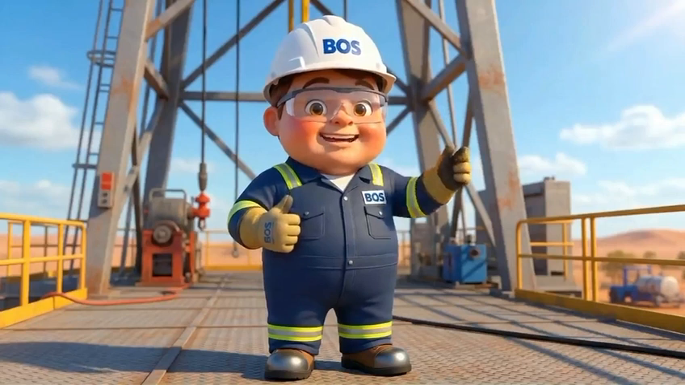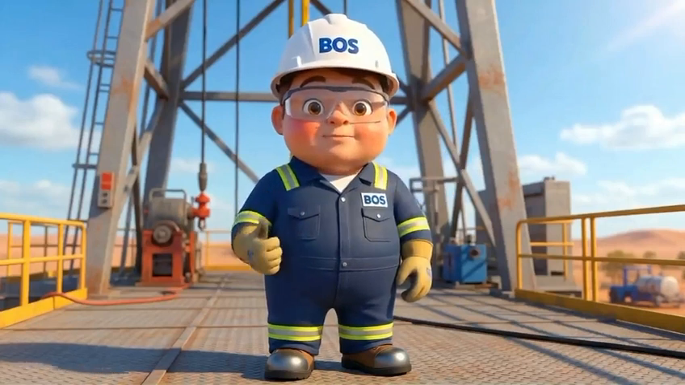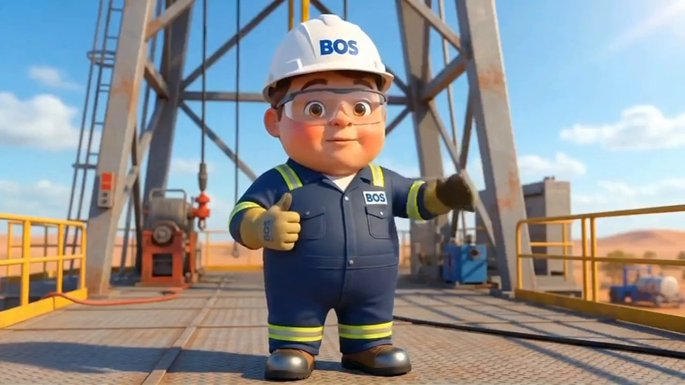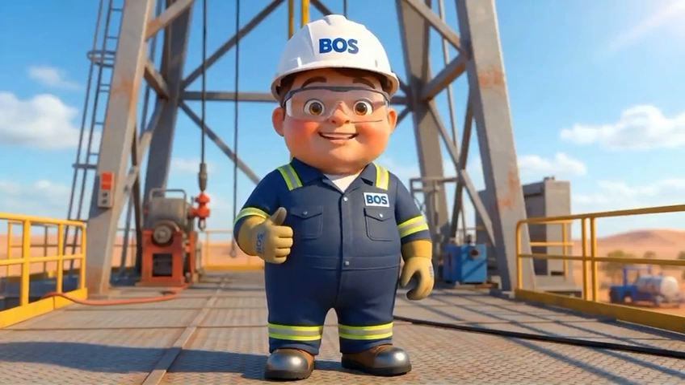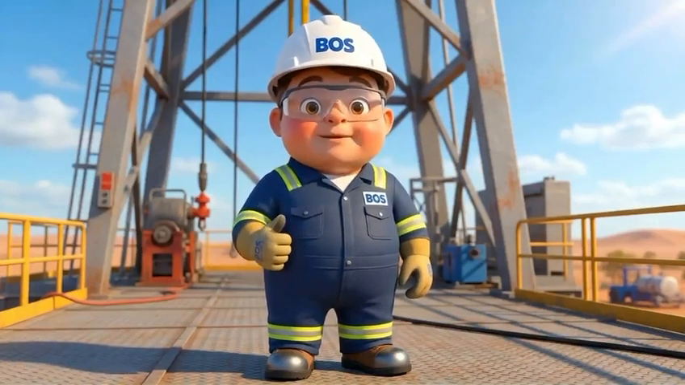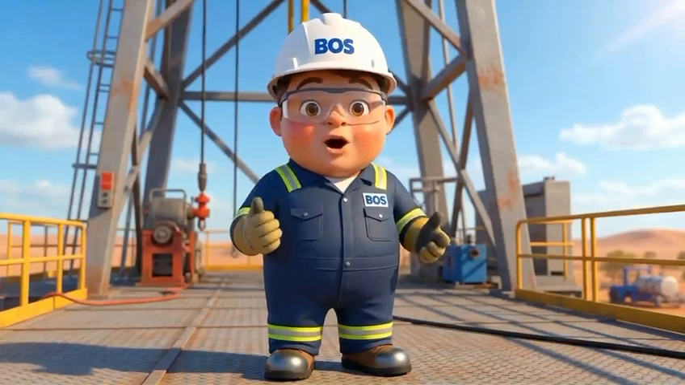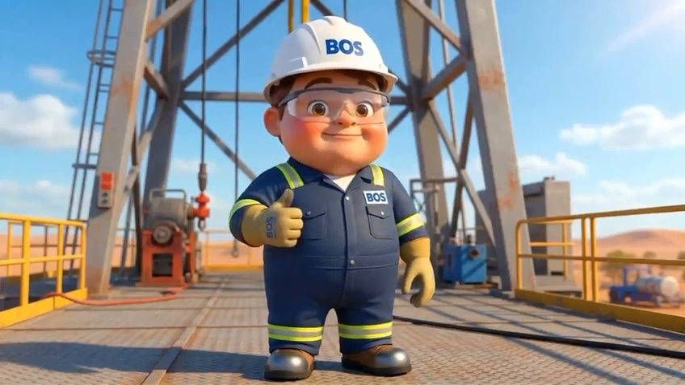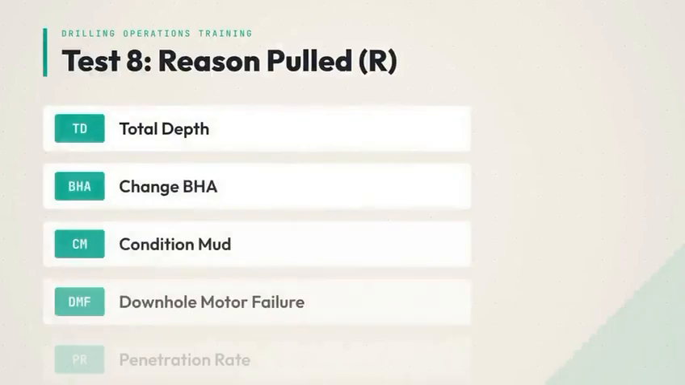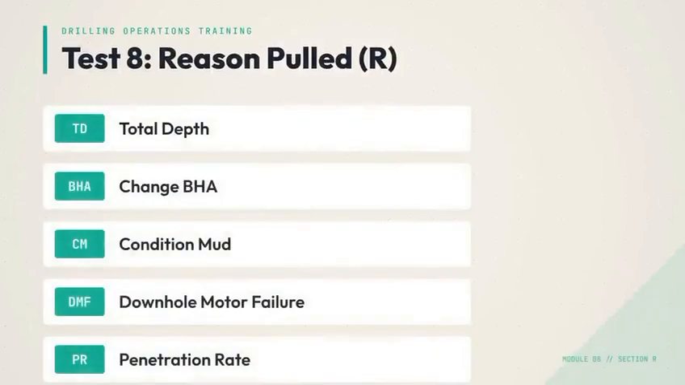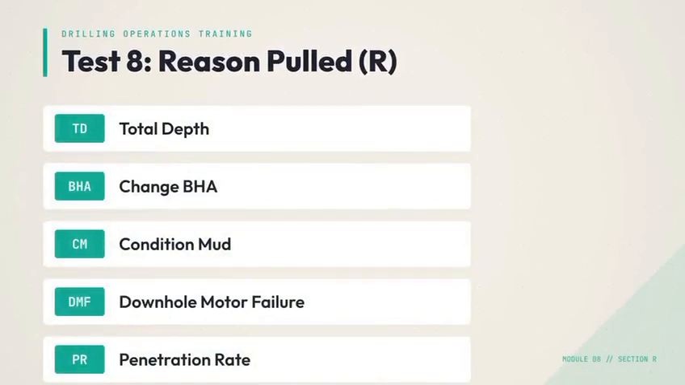Finally, test number 8 records the reason the bit was pulled. This identifies the operational event that terminated the bit run. Whether it was a planned BHA change or a sudden equipment failure, this code completes the bit's history. Common codes for Test 8 include TD for reaching total depth, BHA for a bottom hole assembly change, or PR if the penetration rate dropped below an acceptable level.